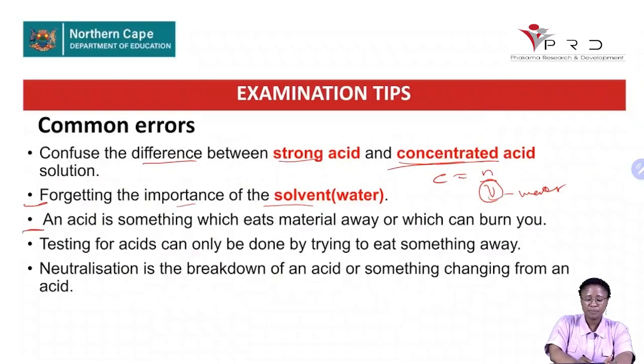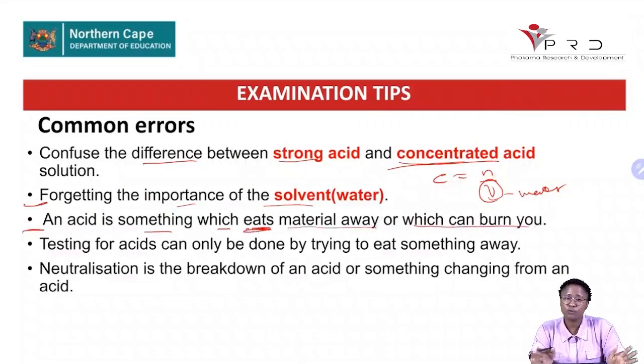Please remember that. Another thing that you are confusing in this chapter is that an acid is something which can eat its material away, or which can burn you. I know most of you, we watch a lot of movies, and when you think of an acid, you always think about those strong acids that can eat away material, those strong acids that can burn you. But not all acids are like that. Remember, there are strong acids, there are weak acids. And one of the weak acids that we use every day is ethanoic acid, which is vinegar that we use every day in our home. So as we can see, some of these things are just misconceptions.